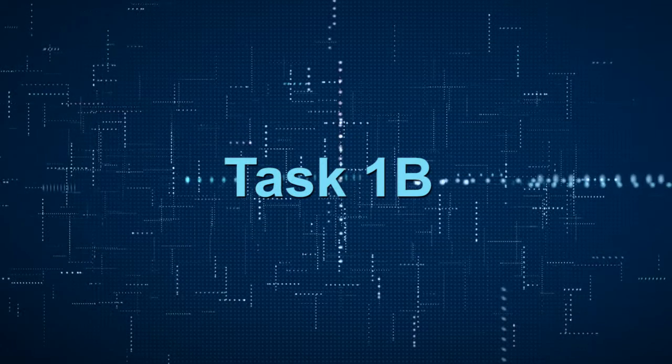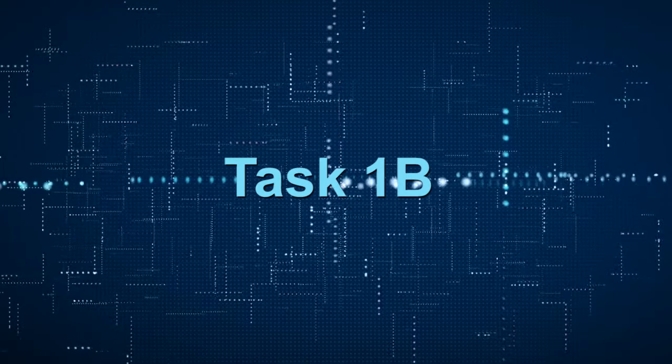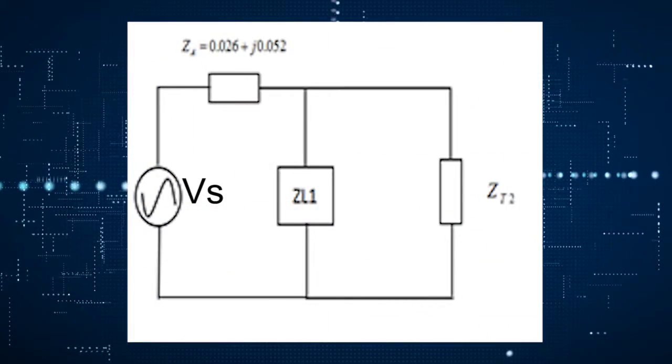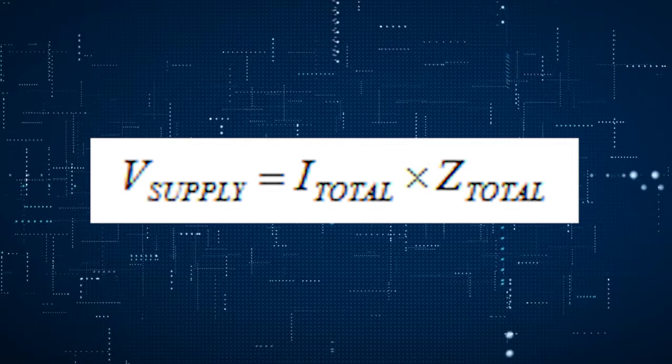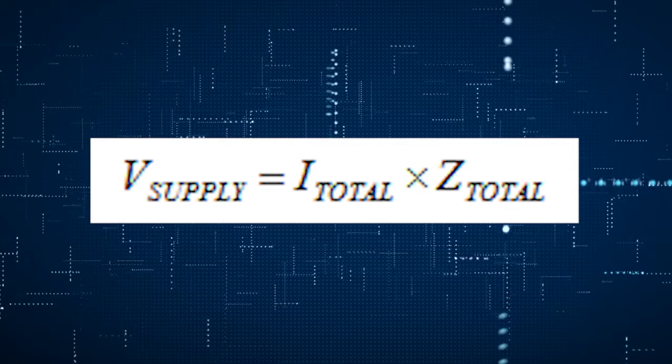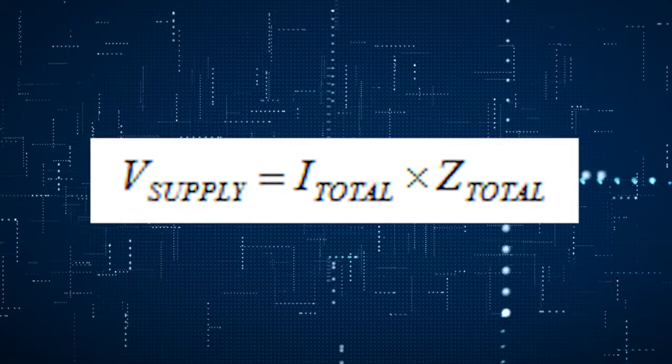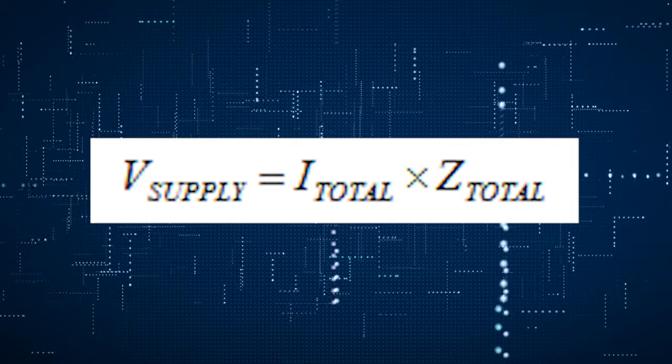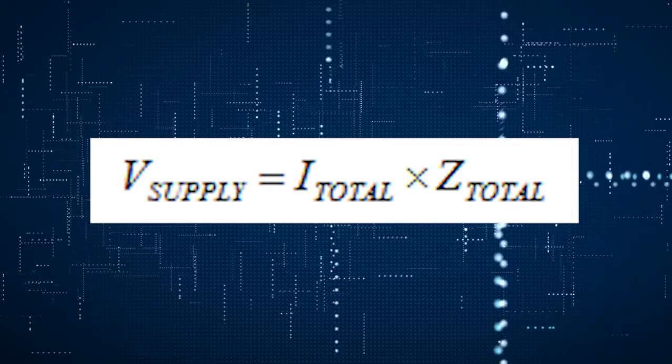For question B, we have to find the Vs. So, we are using this formula to find the V supply. Since the Z total has already been calculated in the previous calculation, we only need to find the I total.